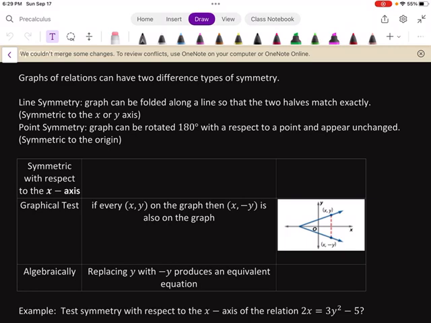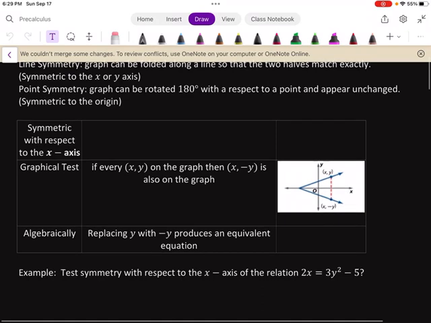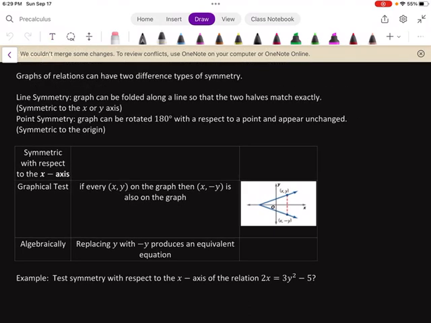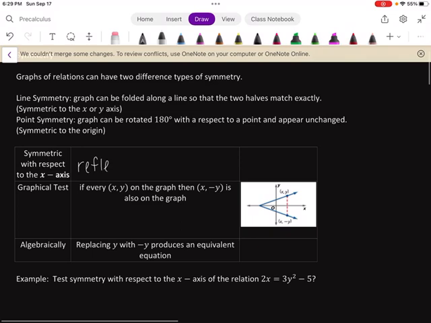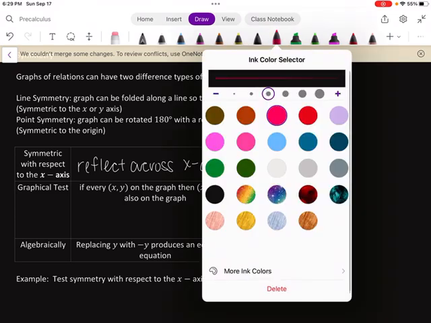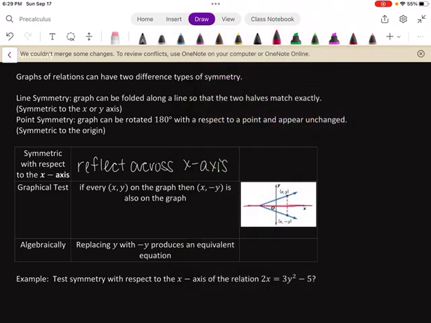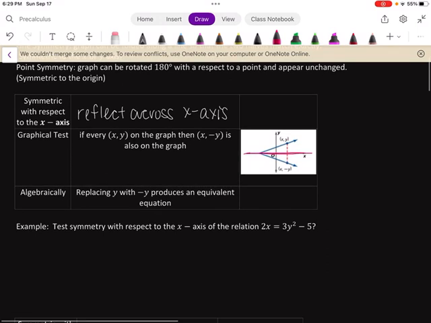So symmetric with respect to x, that's the first thing we'll talk about. That means that it can reflect across the x-axis. Okay, so you see that in the picture there, that there's the x-axis, and it reflects across that. It has a mirror image, right? The two halves are identical. So that's graphically how we can look at it, and this is also kind of like the description if we were to look at the points.